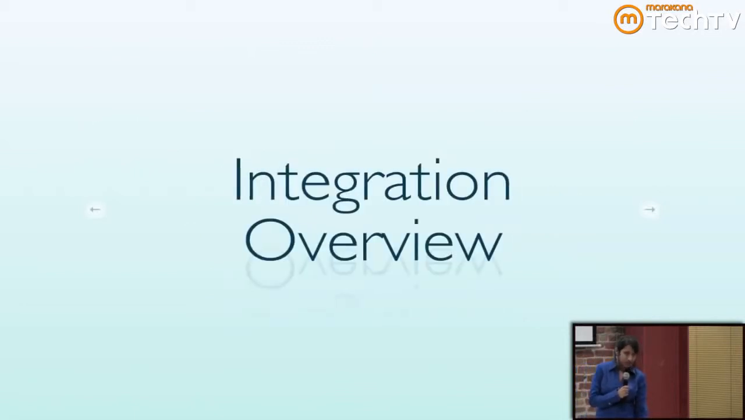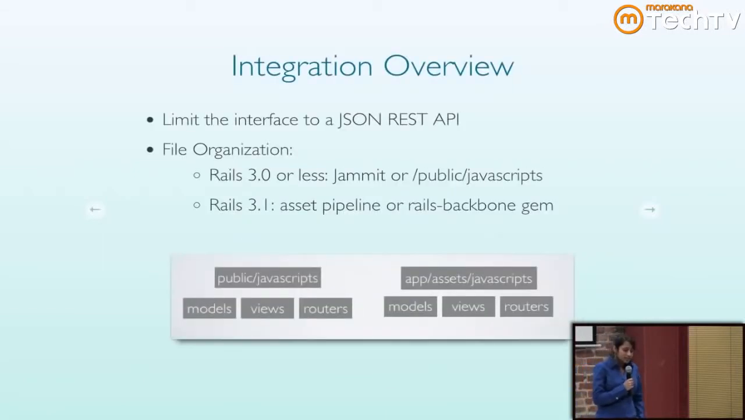So an overview of integration with Rails. The interface is limited to a JSON REST API. So if you've got that already in your app, then you're pretty much set to go. File organization. Instead of sticking everything into an application.js, you can spread it out across folders, and the asset pipeline or your pre-Rails 3.0 public JavaScripts will serve it up.